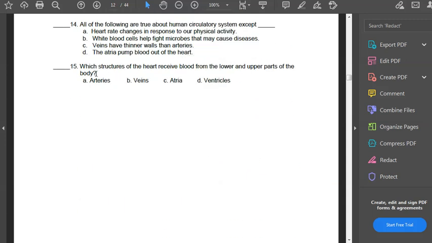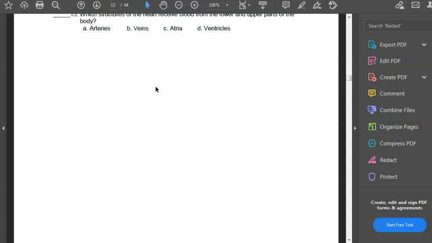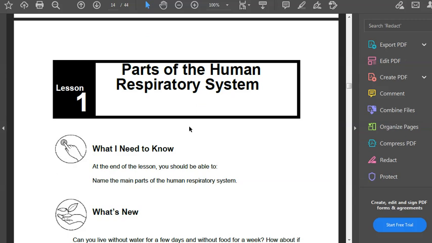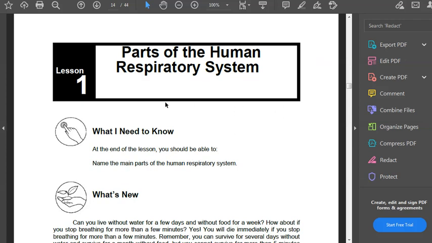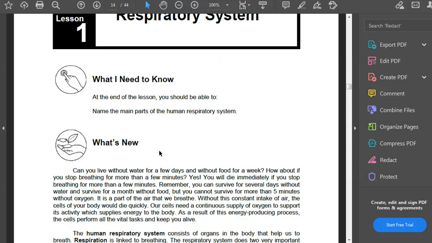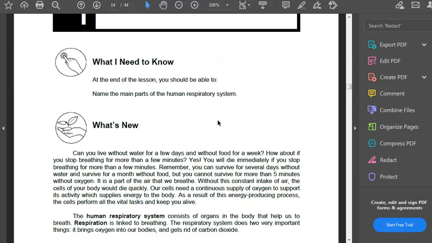After you have answered it, let us continue to our lesson. This is on number 3. Read Lesson 1, Parts of the Human Respiratory System. At any time, you can pause the video if you want to go back. But if you are done answering, you can continue. Okay. So, you will read What I Need to Know and What's New. Let's read this.